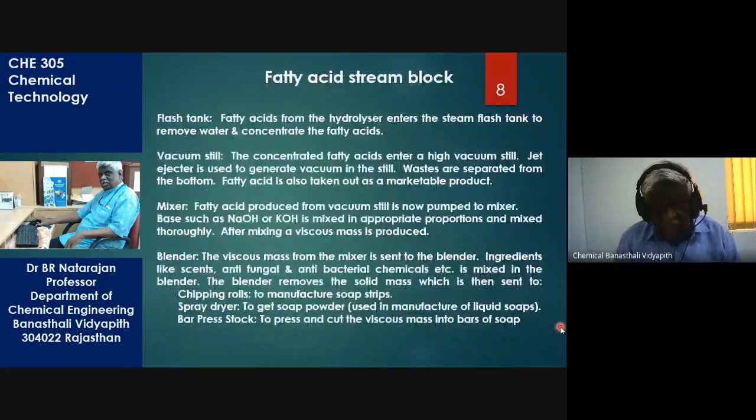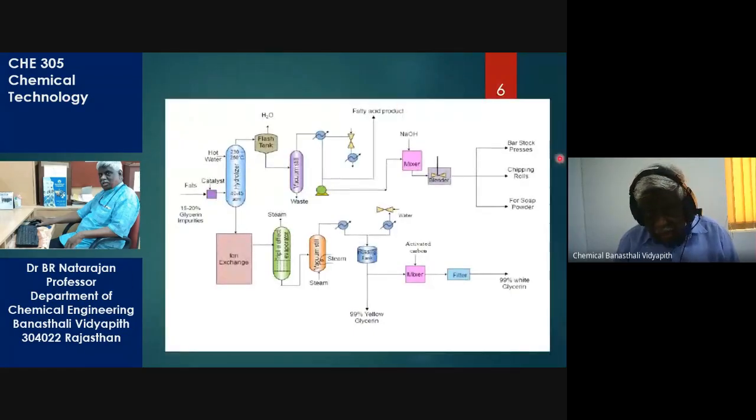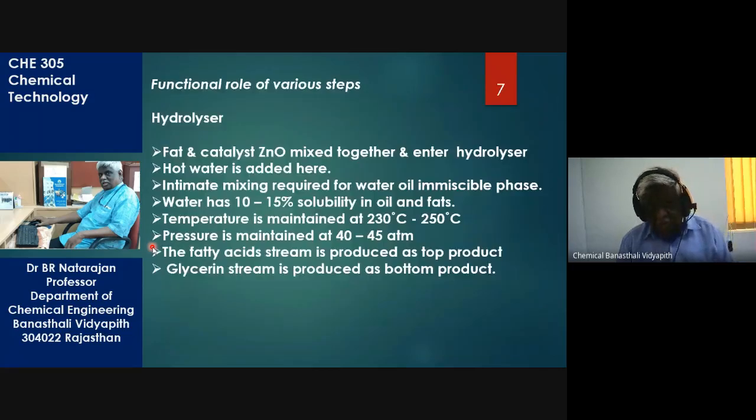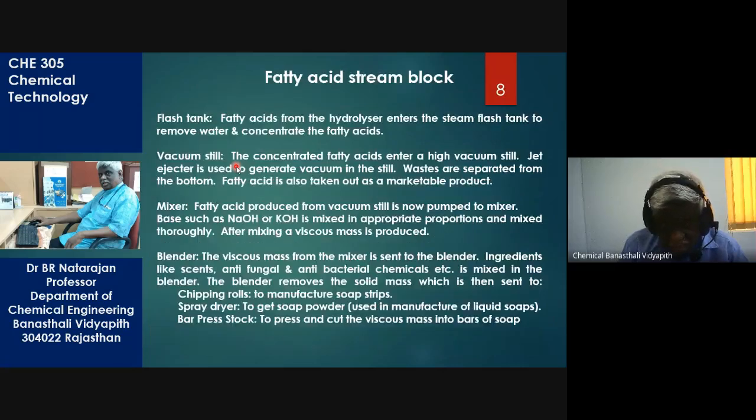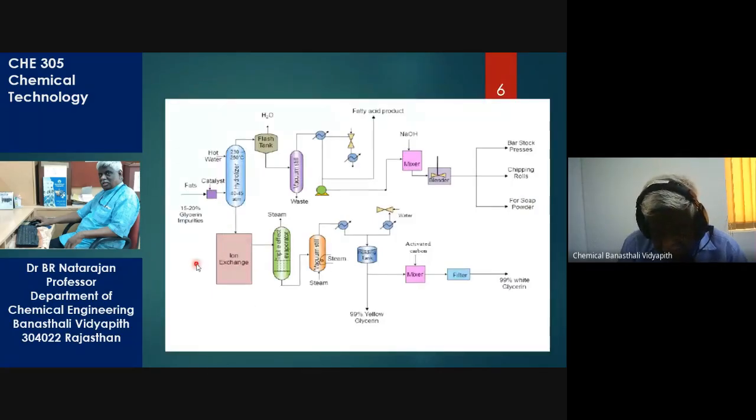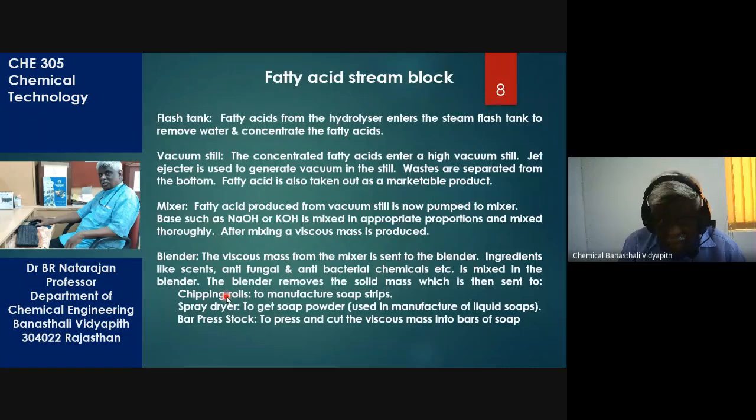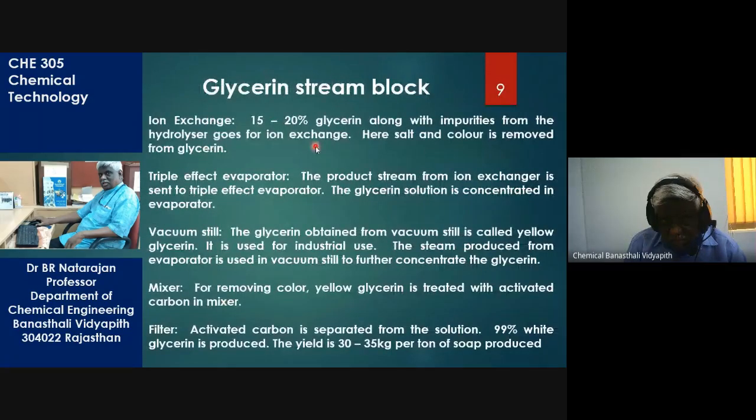Then comes the glycerin stream block. So I told you that the top half is the fatty acid stream and the bottom half is the glycerin stream. So, ion exchange. 15 to 20% glycerin along with impurities from the hydrolyzer goes for ion exchange. Here salt and color is removed from the glycerin. So the purpose of ion exchange is to remove these materials, salt and color causing materials, from the glycerin.